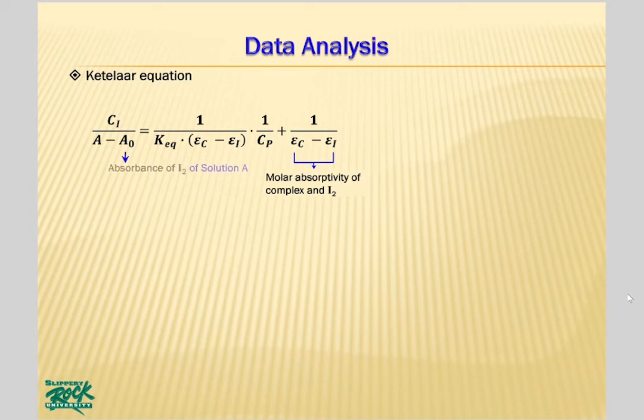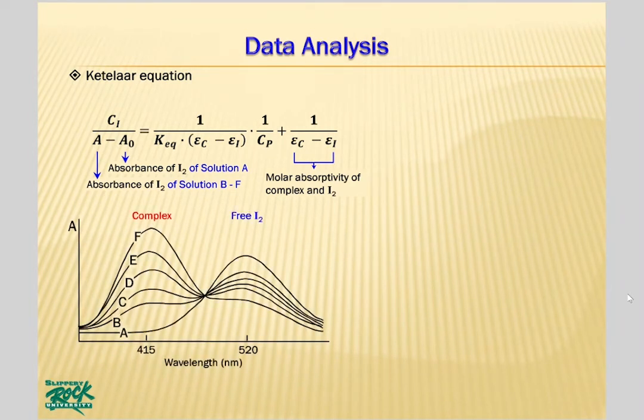Capital A0 represents the absorbance of solution A, which contains only free iodine. Capital A represents the absorbance of solution B through F, which contain both free iodine and complex. This is the same generic spectra taken from the previous slide. For data analysis, we will use only free iodine peaks at 520 nanometers.